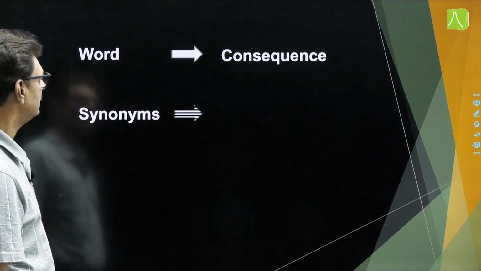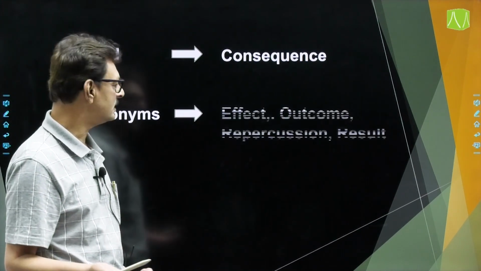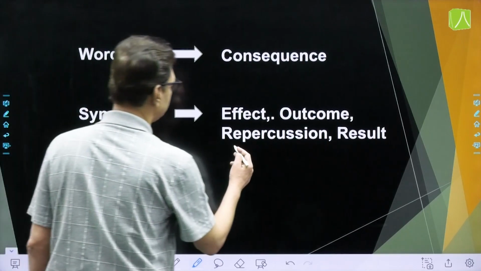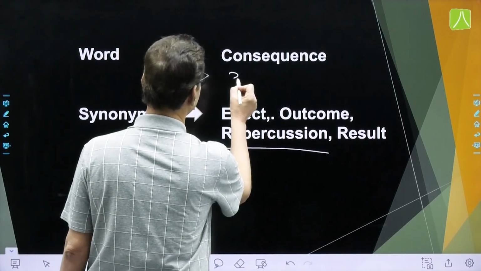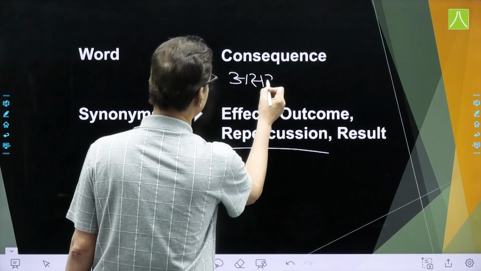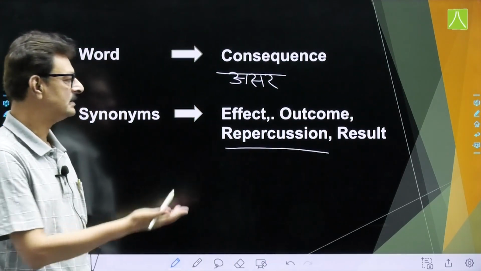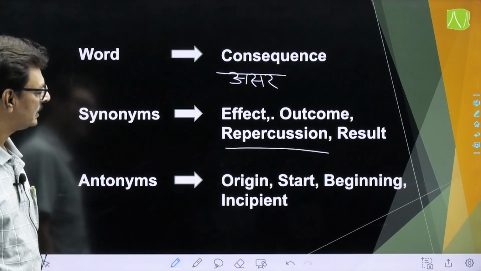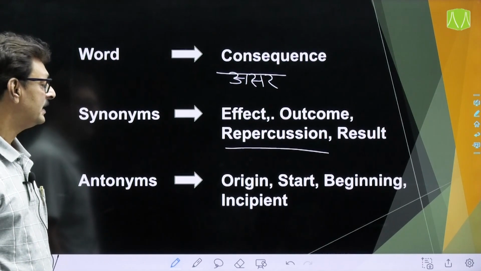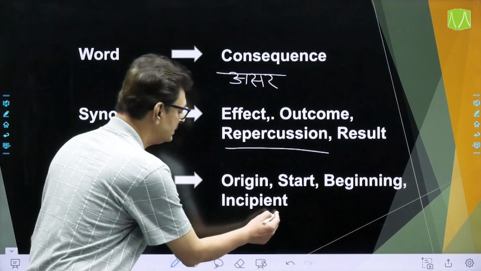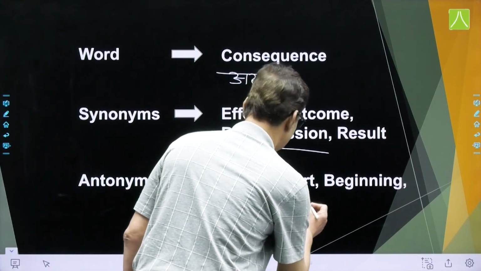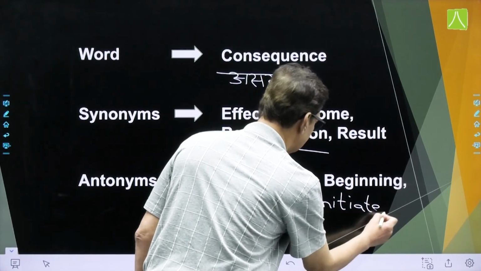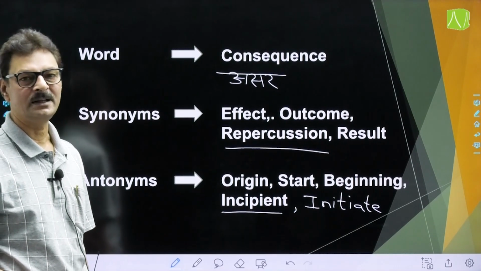Consequence. Consequence, result, asar, effect, outcome, repercussion. See a nice word, repercussion. Consequence, किसी भी चीज का असर. What will be the consequence? असर होना. Result are the synonyms of this word consequence. And opposite will be origin, start, beginning, incipient. Yes, nice word, incipient. और एक और ले सकते हैं, initiate. Initiate is the beginning of something. Initiate is beginning.